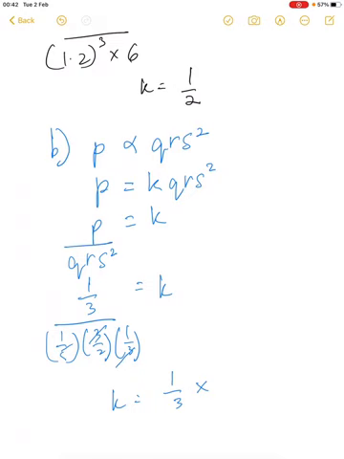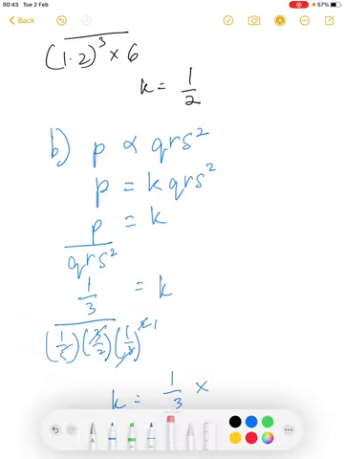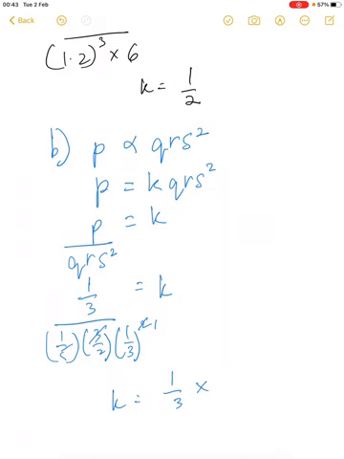Is it 1 over K or squared here? Sorry. So this one becomes 1. So K equals to 10. Okay.